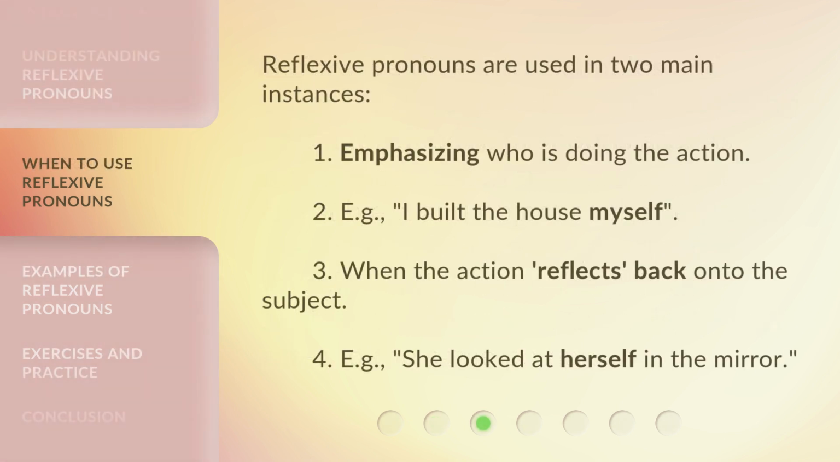Reflexive pronouns are used in two main instances. 1. Emphasizing who is doing the action. E.g., I built the house myself. 2. When the action reflects back onto the subject. E.g., she looked at herself in the mirror.